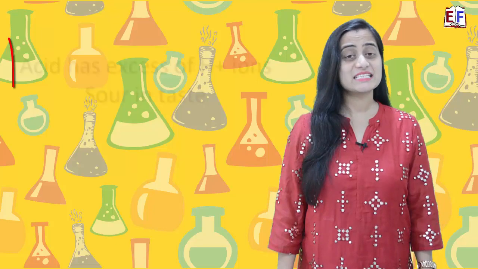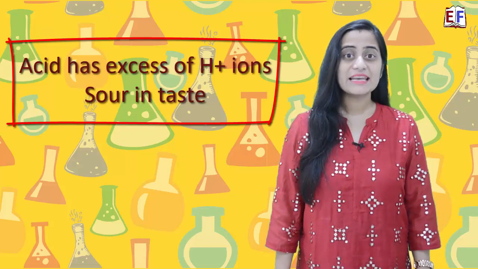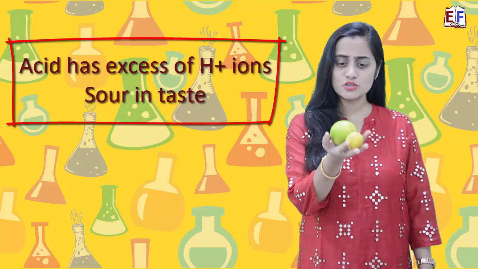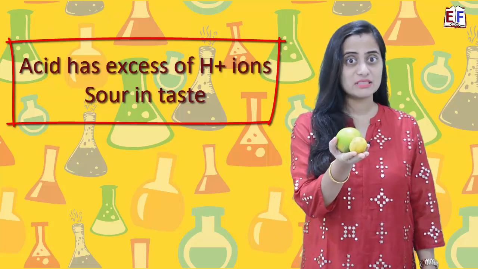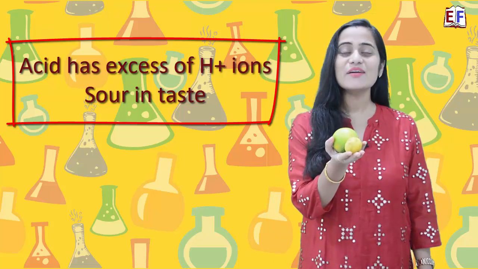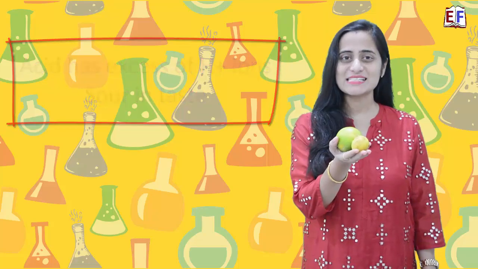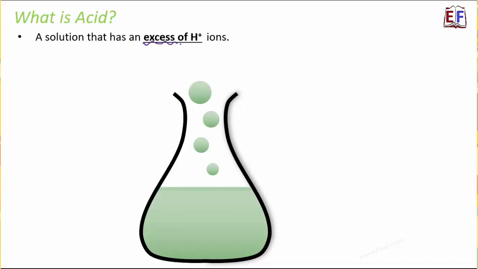A solution that has an excess of hydrogen ions and is sour in taste. Think of the citrus fruits like sweet lime and lemon. They are sour in taste and they are acidic in nature because they have citric acid. What do we mean by excess of H plus ions? That actually means that acids dissociate in water to produce hydrogen ions. In fact, a strong acid ionizes completely to produce hydrogen ions and negatively charged ions.